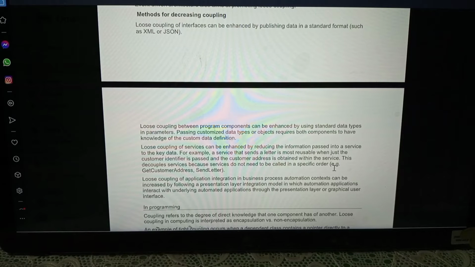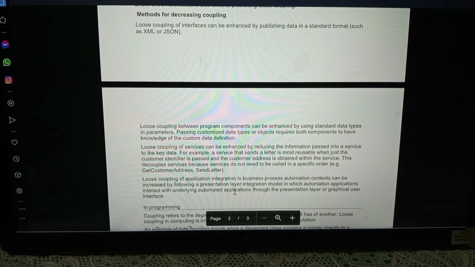So, ang meaning niya kay ang imuhang service kay mo send sa mga letters and ma-reuse siya sa customer nga mo identify siya sa customer, then i-pass po sa customer nga address and then to obtain within the service. So this decouples services because services do not need to be called in a specific order.